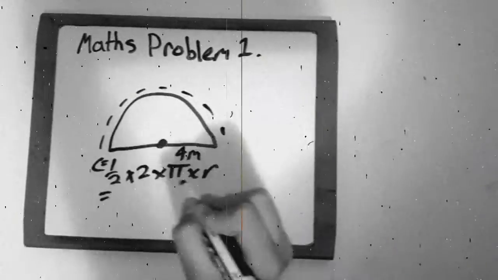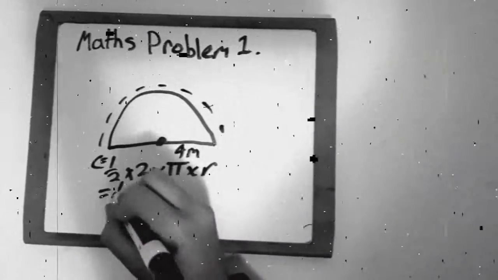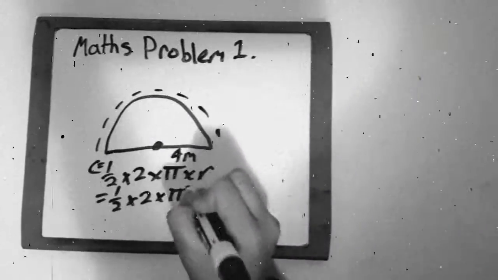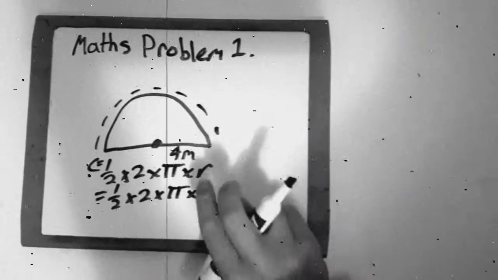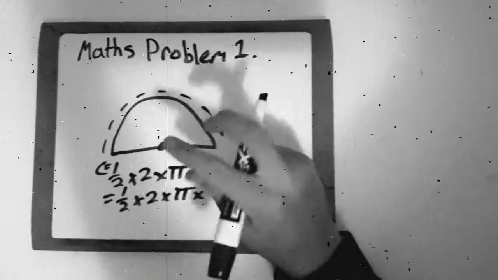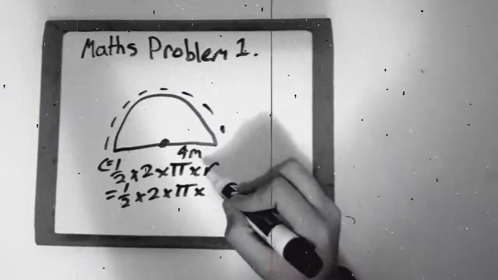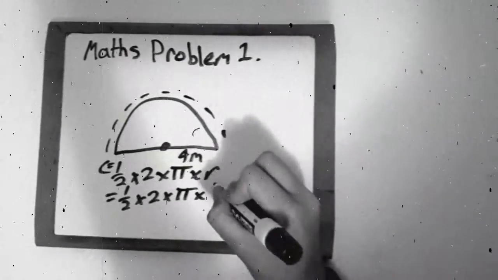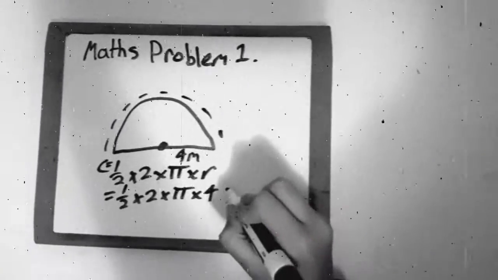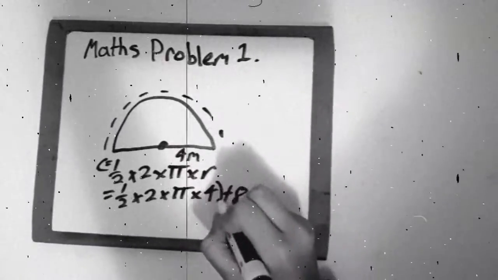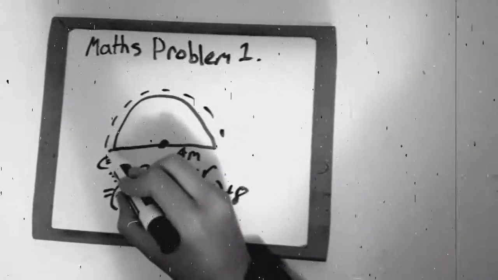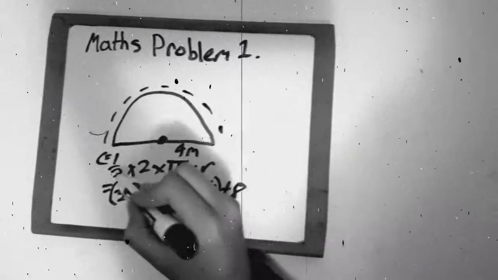Then we go down here and go half times 2 times pi times, we don't do r because r stands for radius, and 4, this one, is a radius. So 4. But then we do plus 8. Let's put these in brackets for a second. We do plus 8 because say we have another half of a circle here.